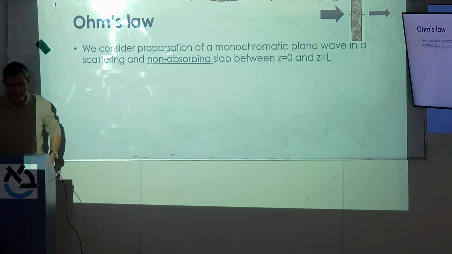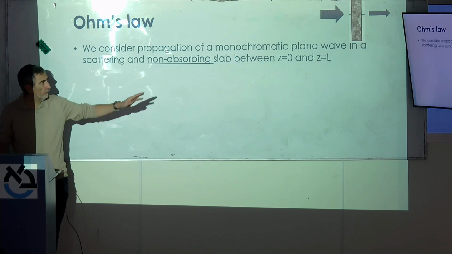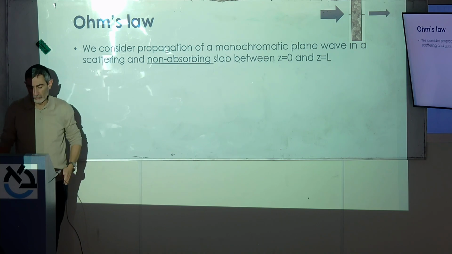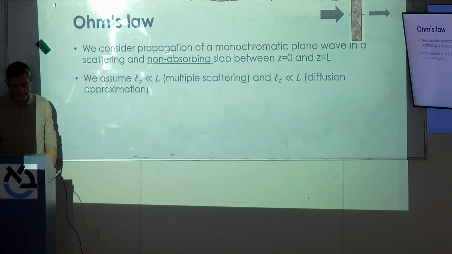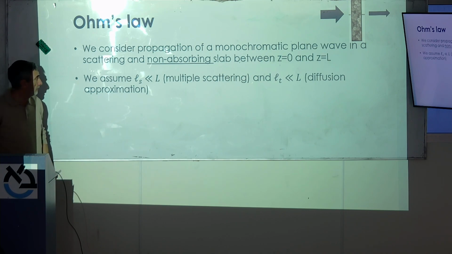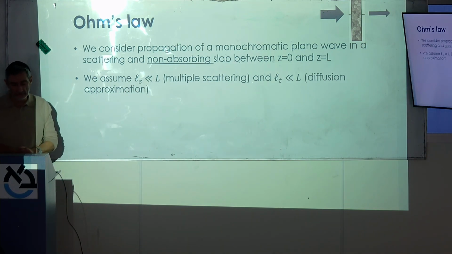So we consider propagation of a monochromatic plane wave in a scattering and non-absorbing slab. Let's assume that it's not absorbing, so we can neglect mu a, the absorption coefficient, and the slab is between z equals 0 and z equals L. So the z-axis is perpendicular to the slab. Let's assume that the scattering mean free path is small compared to the thickness, where L is the thickness of the slab. So we have many scatterings inside the system, and more than that, also l_t, the transport mean free path, is smaller than L. So that's the diffusion regime.